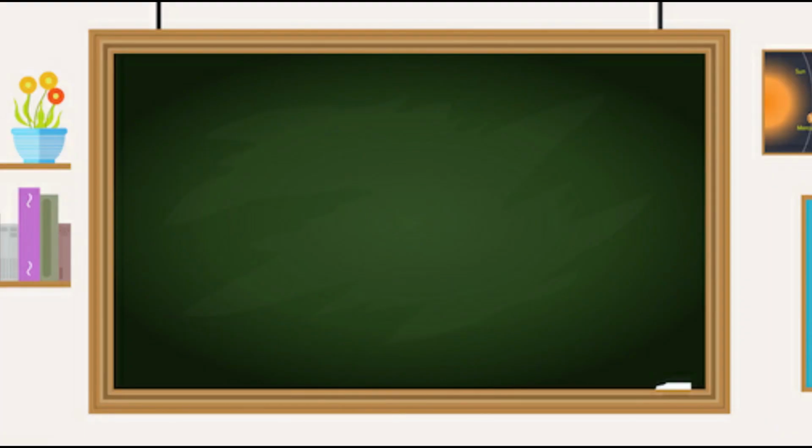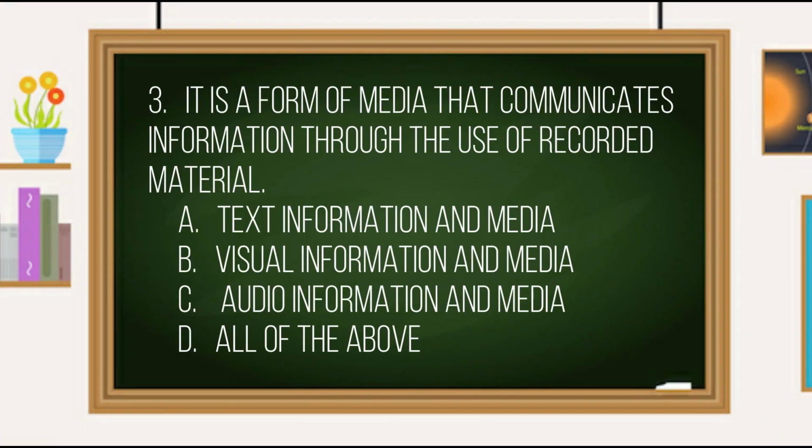It is a form of media that communicates information through the use of recorded material. A. Text information and media. B. Visual information and media. C. Audio information and media. Or D. All of the above.